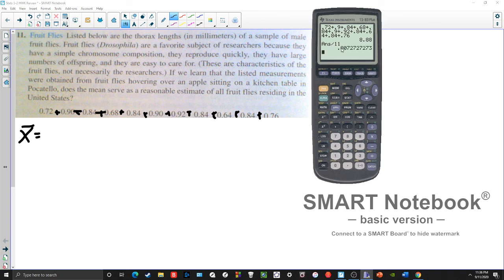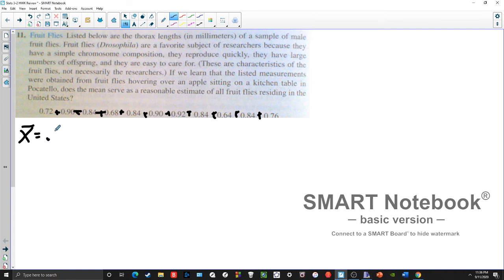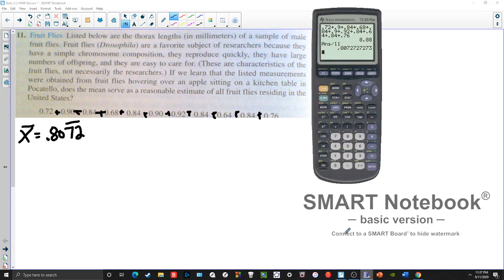So we end up getting 0.807 repeating, or 727 repeating. We'll round that off to about 0.81. Actually, let's just do 0.807 to be super accurate. So that's the average. Not too bad.